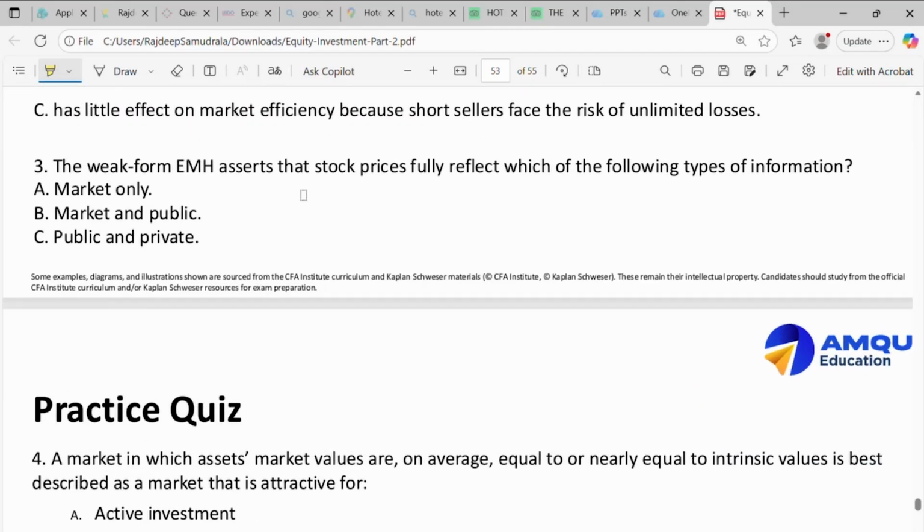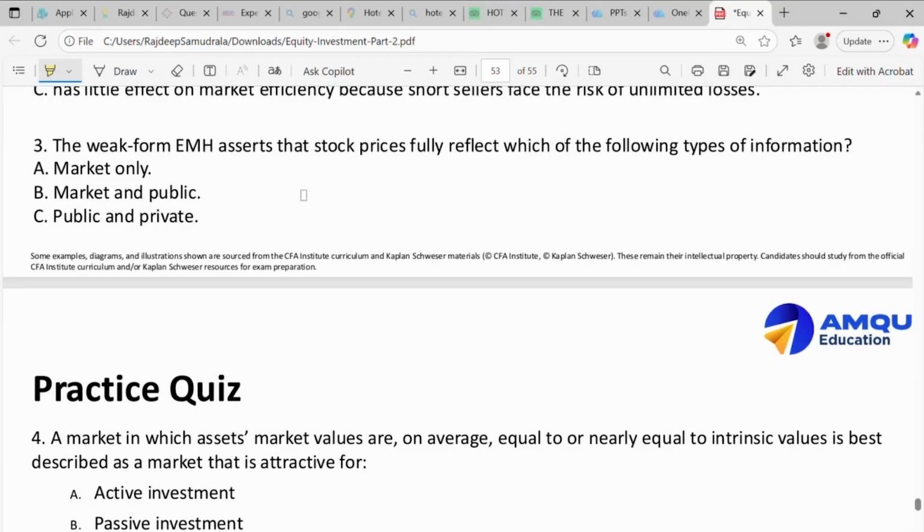Okay. Now the weak form EMH asserts that stock prices fully reflect which of the following. Now when I say weak form, right?